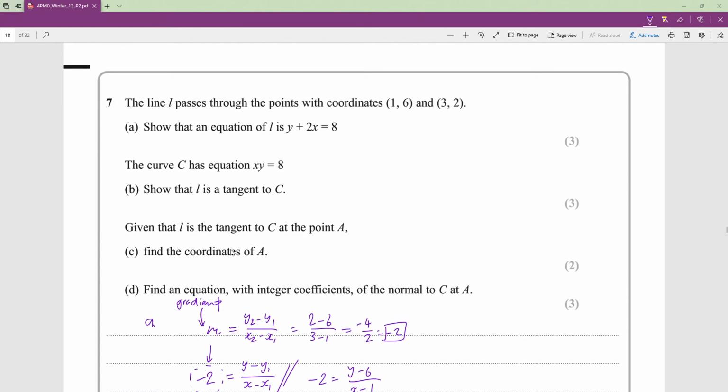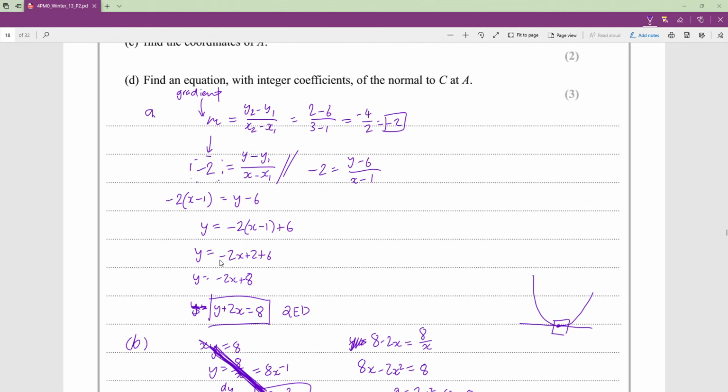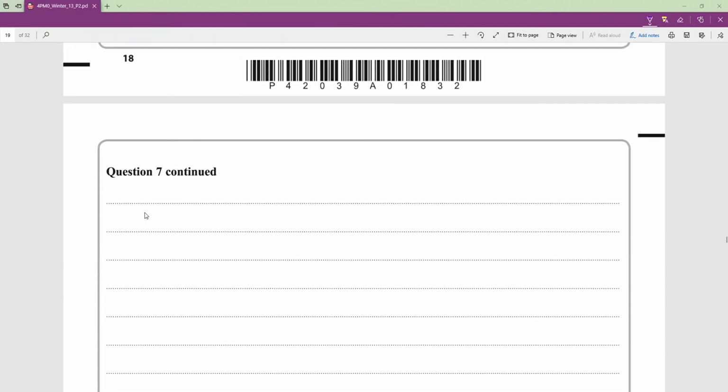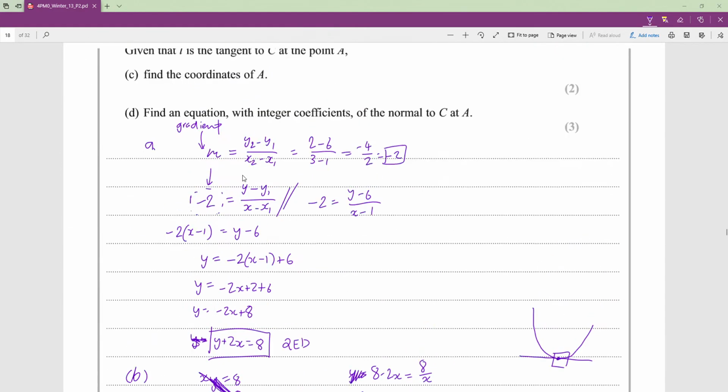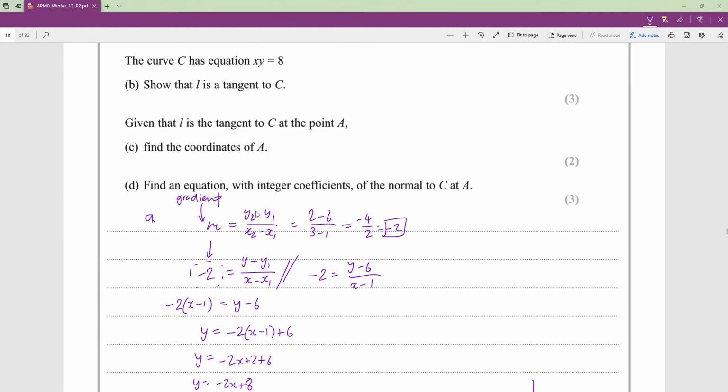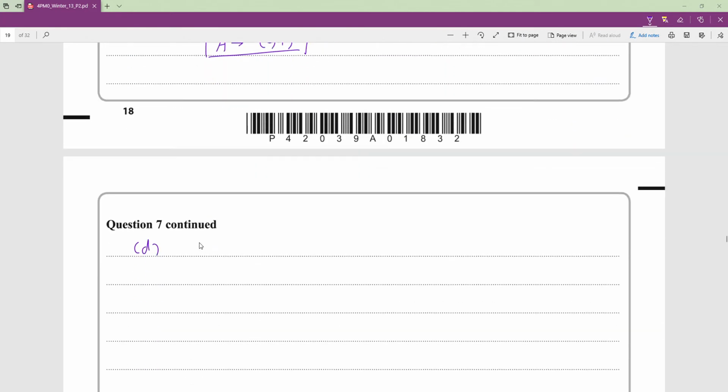And finally, find an equation with integer coefficients of the normal to C at A. Well, following on from my previous trick with this m is equal to y minus y1 over x minus x1, what you do, because the normal is the line which is perpendicular at that point, and we already know the gradient of the tangent, m, is -2, then the gradient of the normal would be minus 1 over m, which would be minus 1 over minus 2, or just positive 1/2.